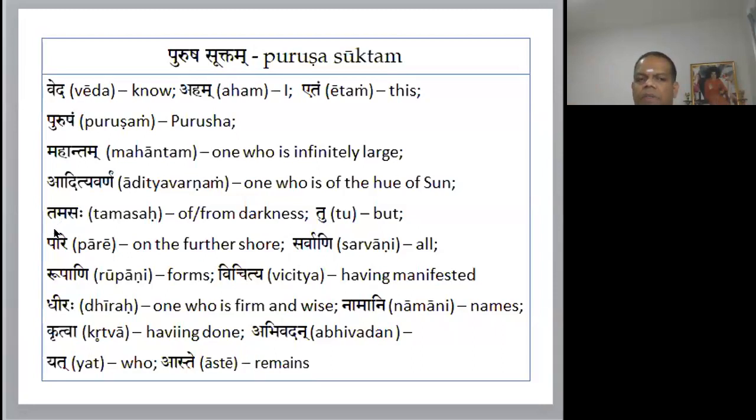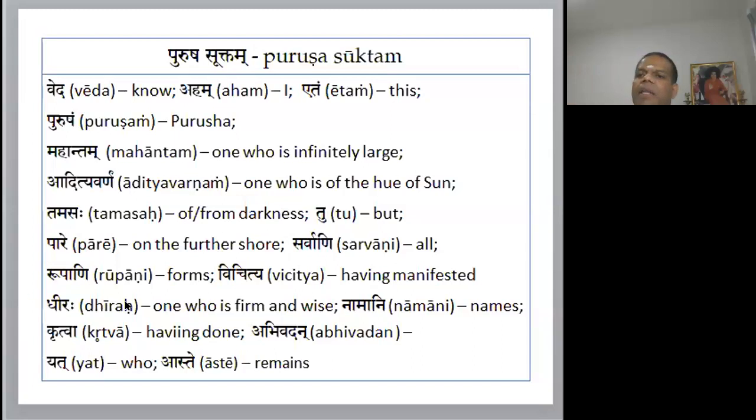Tamasaha. Tamas means darkness, ignorance. All that is tamas, like in tamasoma jyotirgamaya: from darkness you take me to light. So tamas means darkness, ignorance. Tamasaha in the noun form can be either the sixth or the fifth vibhakti. Both can be taken as meaning here: of this tamas, or from this tamas. Tu means but.